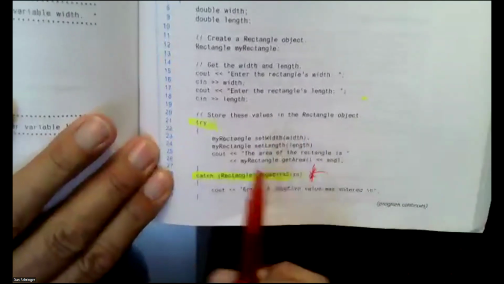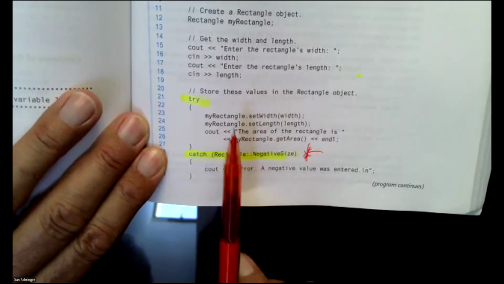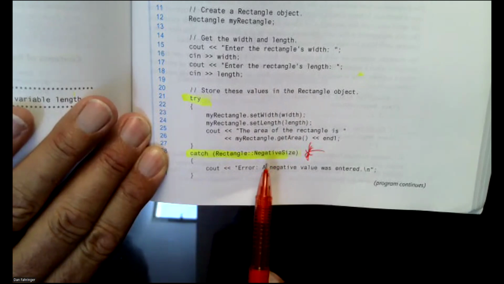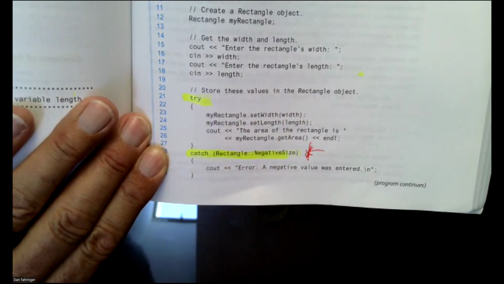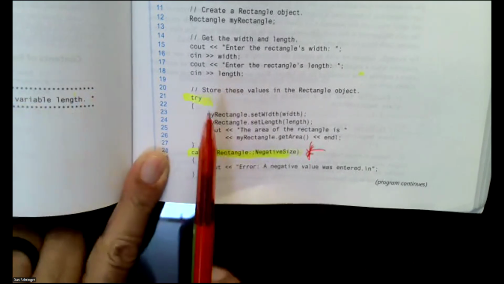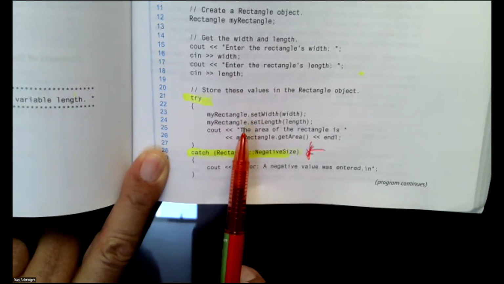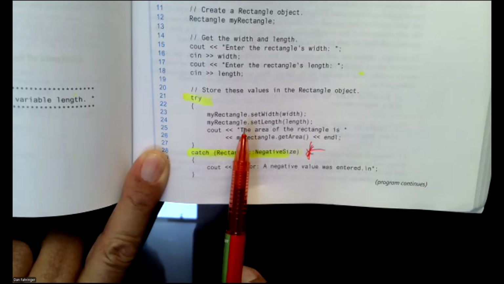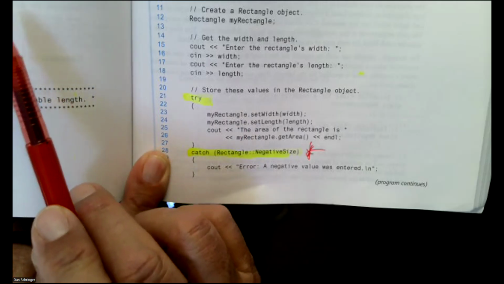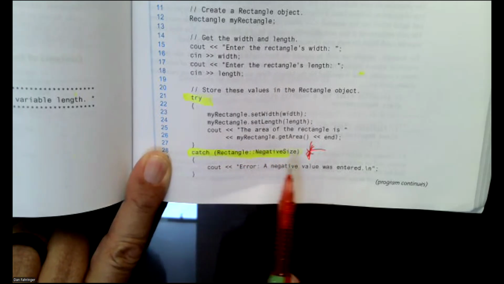Now, what's going to happen here? I come in my try block and I do the set width and set length. And if an error occurs, we know we're throwing that negative size, which is going to come in here and simply print out a negative value was entered. So we're trying to coordinate all of this right now. Come in the try block. The try block goes over to the implementation file. If there's an error, it goes to the negative size class. Negative size class doesn't do anything right now except send me to here. And I print out a message.